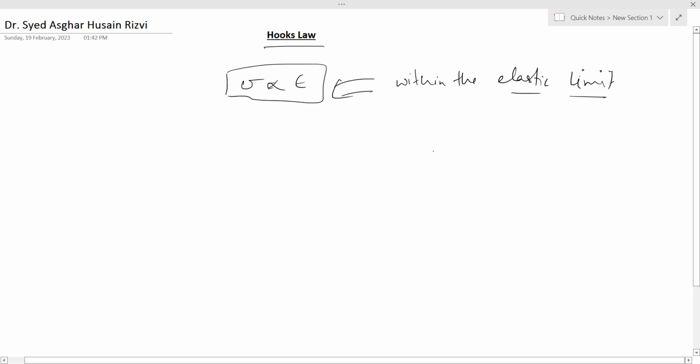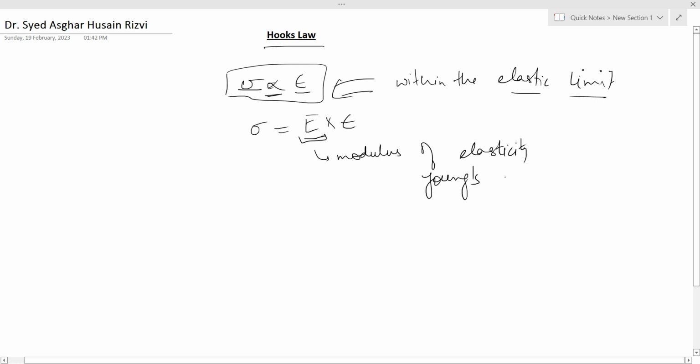And mathematically it is represented as sigma is directly proportional to epsilon. To remove this proportionality sign, we will place a proportionality constant and then sigma will be equal to E into epsilon, where E is the proportionality constant and it is modulus of elasticity, or it is also known as Young's modulus. This is the proportionality constant.